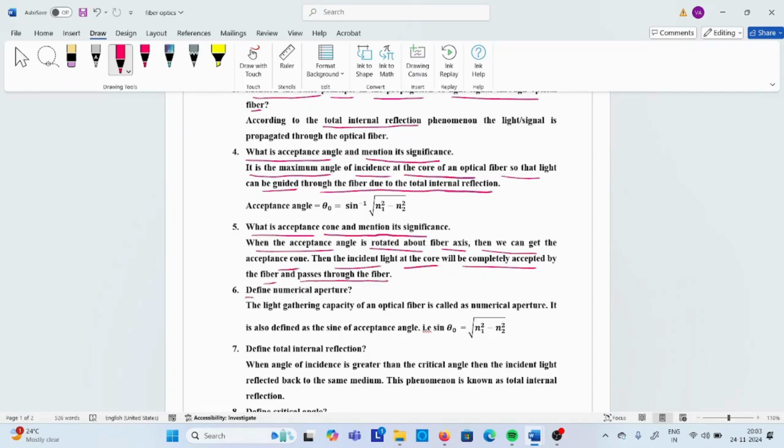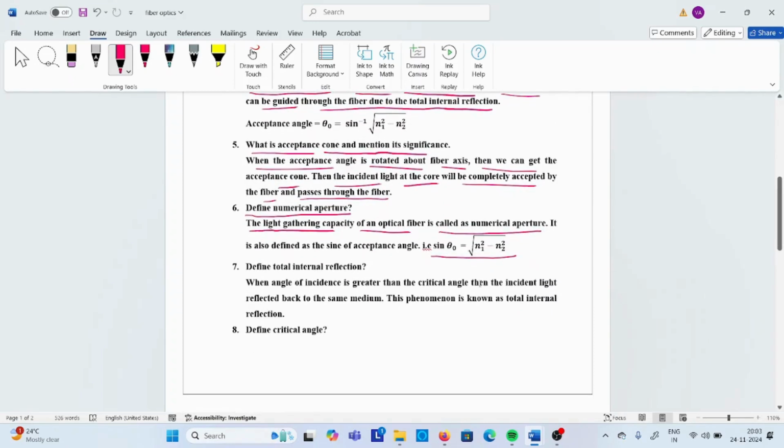Then another question is, define numerical aperture. The definition of numerical aperture is, the light gathering capacity of an optical fiber is called numerical aperture. In equation form, numerical aperture is written as sin theta naught is equal to square root of n1 square minus n2 square. In this expression, n1 is the refractive index of the core and n2 is the refractive index of the cladding.